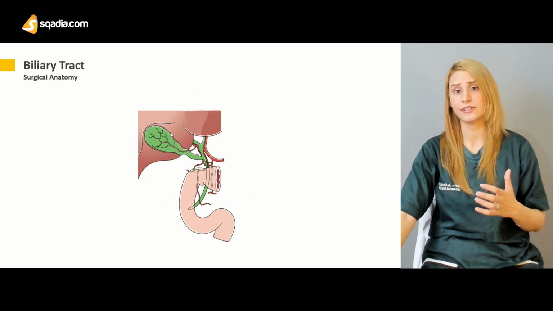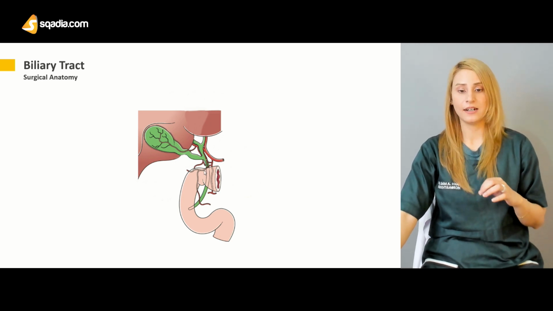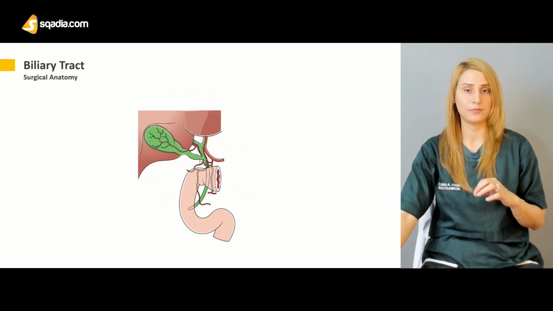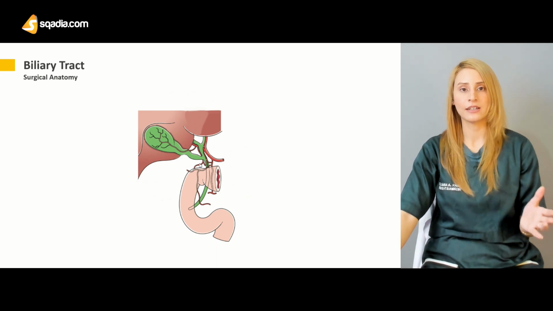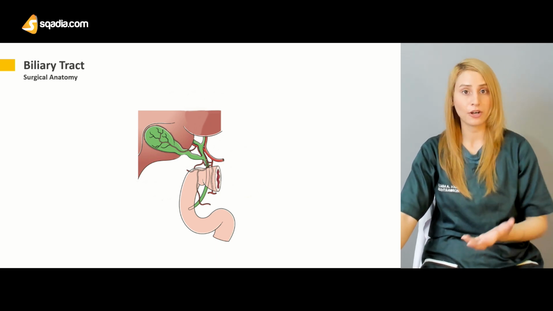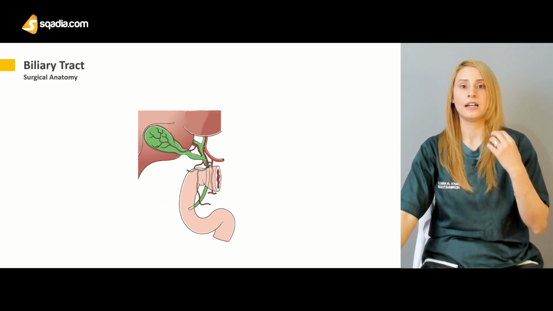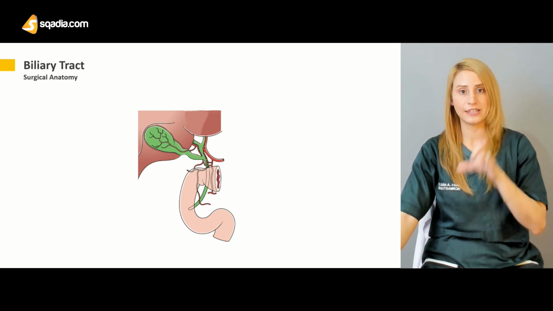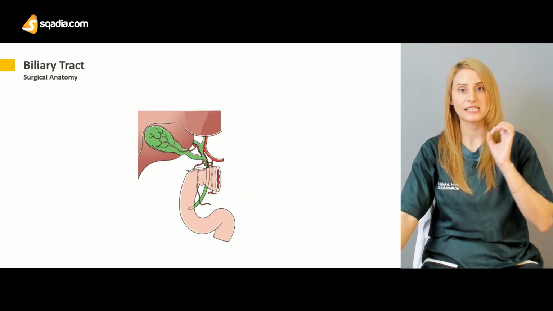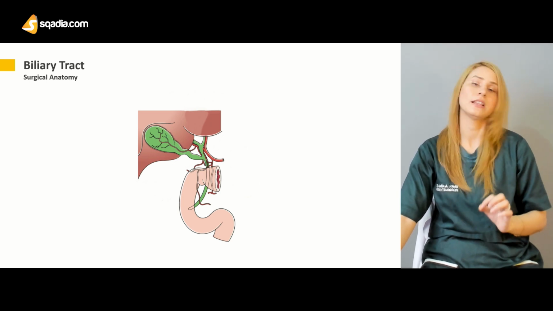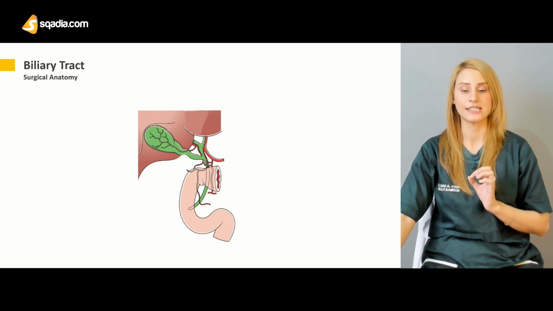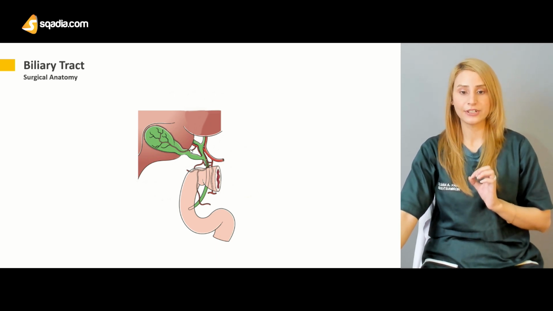Now, an important thing to know here is this Calot triangle, which is very important, because whenever you are doing open cholecystectomy or laparoscopic cholecystectomy, it's very important to find this Calot triangle, because the cystic artery is located inside this triangle, and you have to ligate the cystic artery and the cystic duct. So you can see here, this is the part of the Calot triangle.